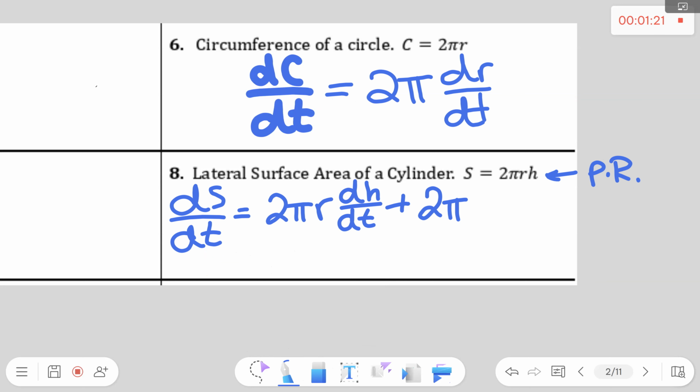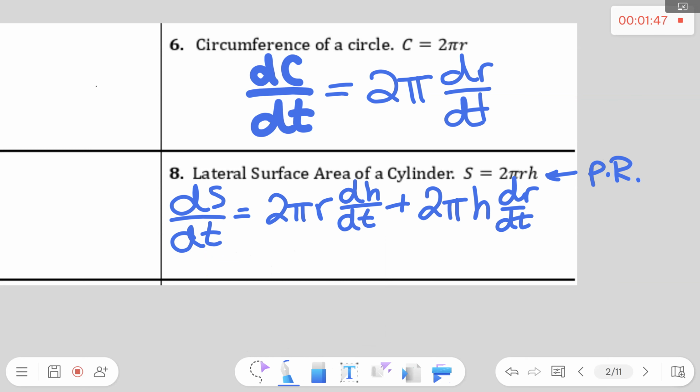So 2 pi, what does r turn into? dr over dt. And we'll leave h alone. Because 2 pi is just a number, right? You could pull out a 2 pi and factor this, simplify it a little bit, but I'm not too concerned about that.